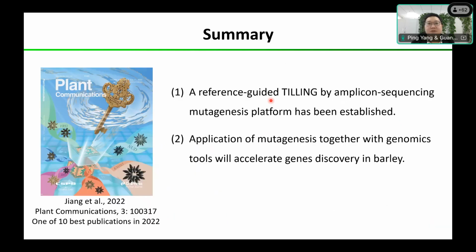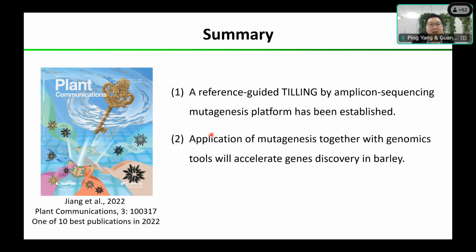And finally, I would like to give a summary. In this talk, firstly, we generated a reference-guided TILLING platform. Right now we use the amplicon-seq approach to identify the mutants. It usually takes 3 to 4 months to get the seeds once you provide the genes for analysis. Anyway, these are very important resources for forward and reverse studies in barley.